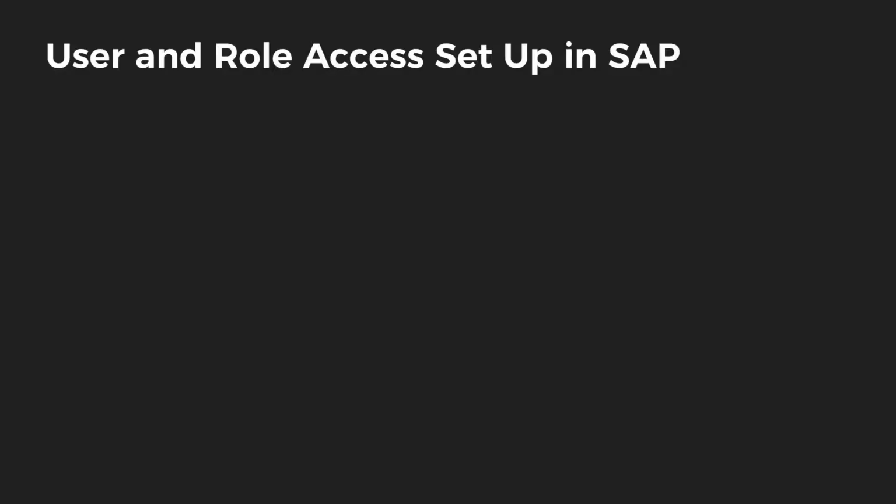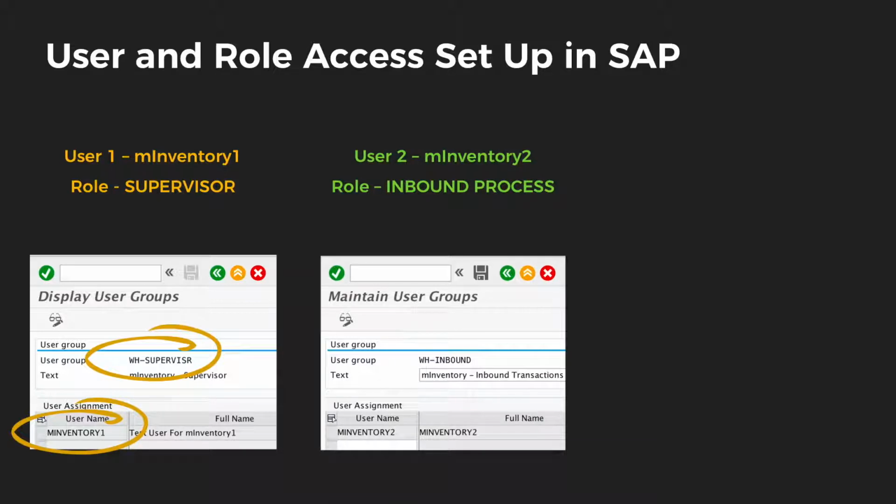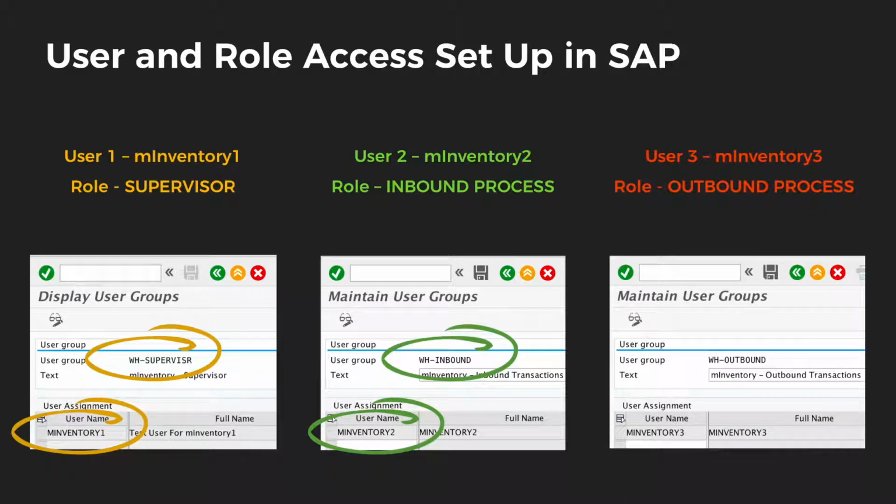As a prerequisite, I have set up three users in SAP and assigned them to specific roles in a typical warehouse scenario. User 1 is set up as a supervisor, which gives him access to all transactions. User 2 is set up as a receiving dock worker, which gives him access to all the SAP inbound transactions. And user 3 is set up as a storeroom clerk, which gives him access to all the outbound transactions.